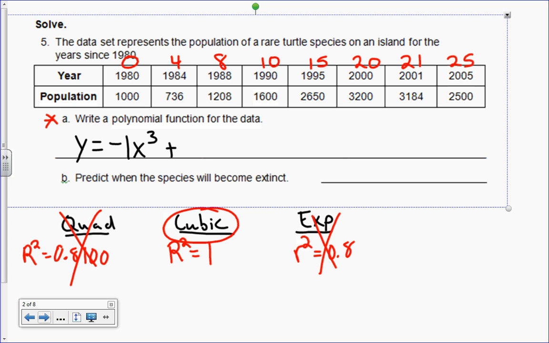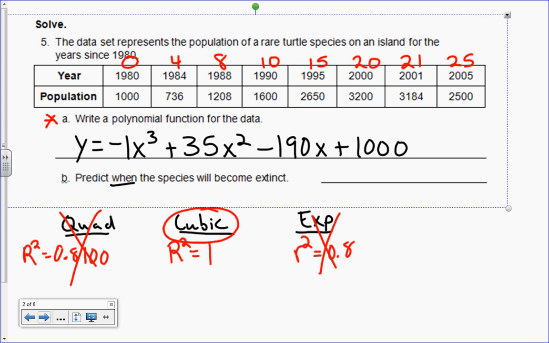Plus, b is 35, so 35x to the second. C is -190, so minus 190x. And d is 1,000, so plus 1,000. Okay, that's your equation. Now the question is, predict when the species will become extinct.